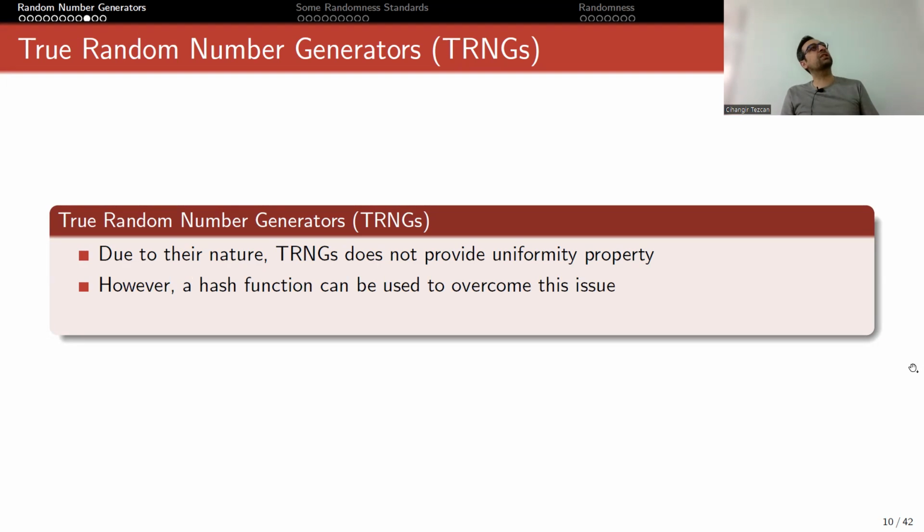But a hash function can be used to overcome this issue, right? So the idea is to have a physical entropy source, gather data from it, put it in a large file, and whenever you want to generate a random number, don't use this data directly. Put it as an input to a hash function and use the output as your random number. This way you can get the uniformity property, right?